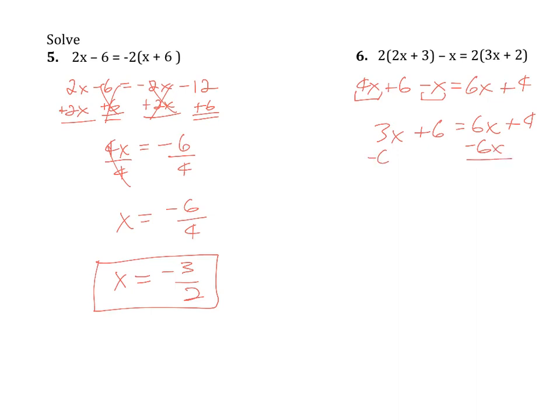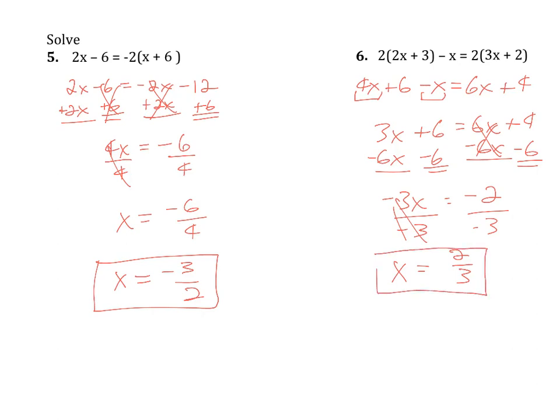Bring the 6x over, subtract 6x from both sides. 3x minus 6x is -3x. Subtract 6 from both sides. 4 minus 6 is -2. Divide both sides by -3. X equals -2/-3, which is +2/3. A negative over a negative is a positive.